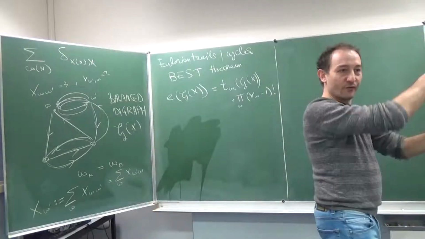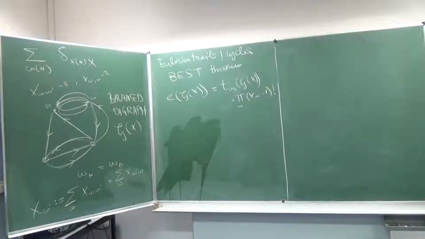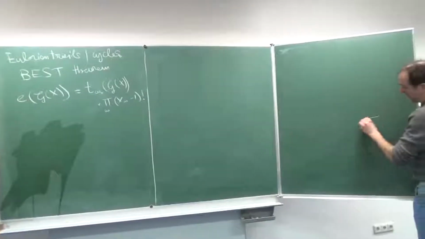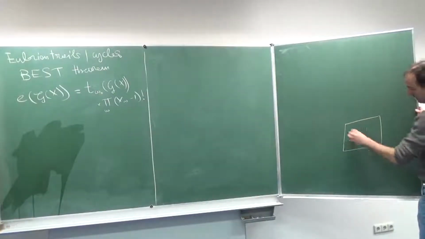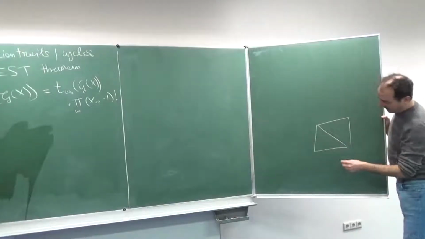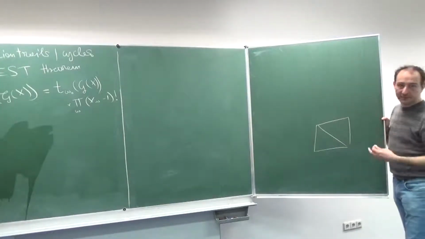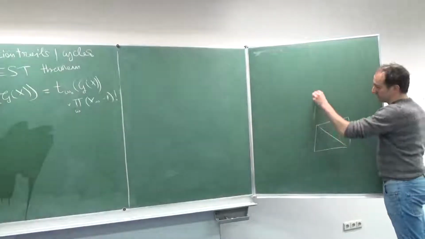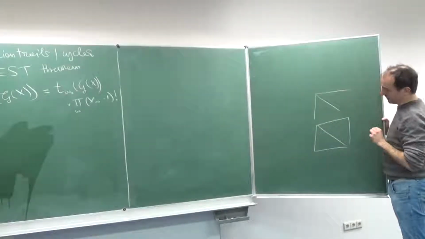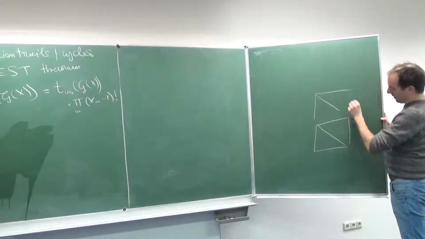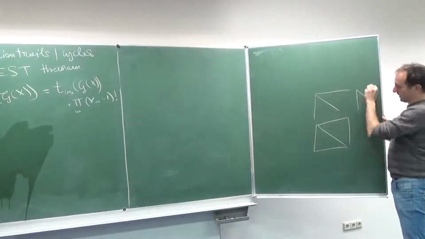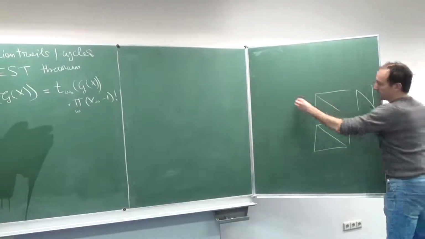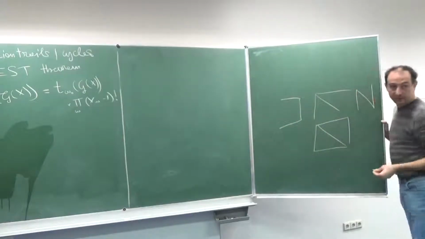Let's move here one second. If you have a graph, then a spanning tree is a maximal subset of edges that does not contain any cycle. Okay, this is a spanning tree, this is a spanning tree, this is a spanning tree, etc.